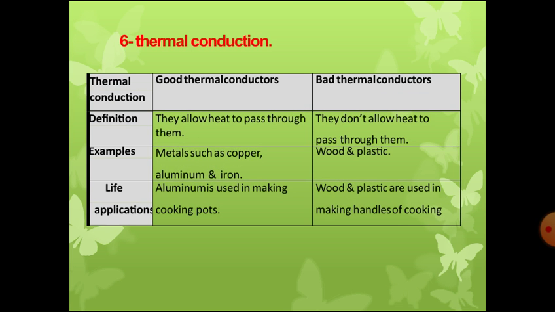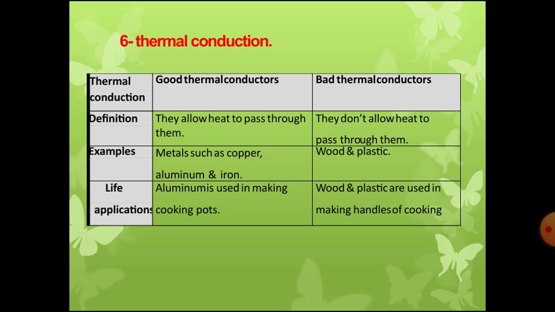Number six is thermal conduction. We can classify materials according to thermal conduction into two types: good thermal conductors and bad thermal conductors. First, what do I mean by good thermal conductors? They are materials that allow heat to pass through them, like metals. What do I mean by metals? Like copper, iron, and aluminum. And we can use them in making what? In making cooking pots, like aluminum. We use aluminum in making cooking pots.